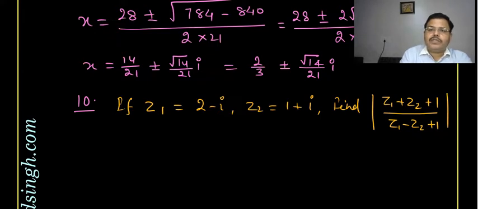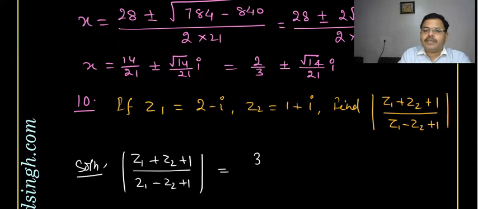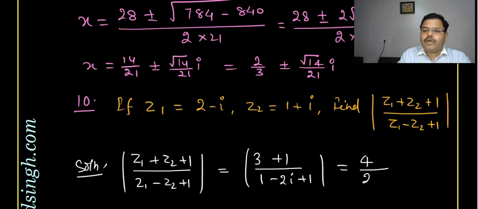So clearly the solution can be written as z1 plus z2 plus 1 upon z1 minus z2 plus 1. So z1 plus z2 is 2 plus 1 is 3, and plus iota minus iota is 0, plus 1, divided by z1 minus z2: 2 minus 1 is 1, and minus iota minus iota is minus 2 iota, plus 1. So that will be 4, isn't it, divided by 2 minus 2 iota, so that will be 2 upon 1 minus iota modulus.